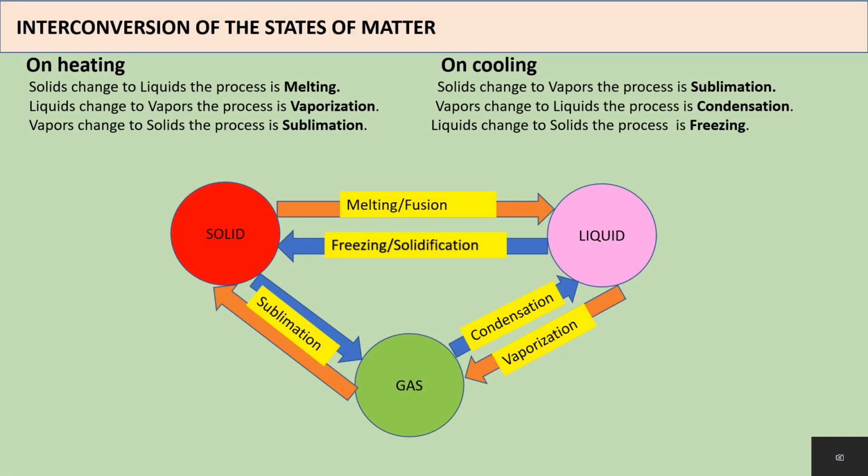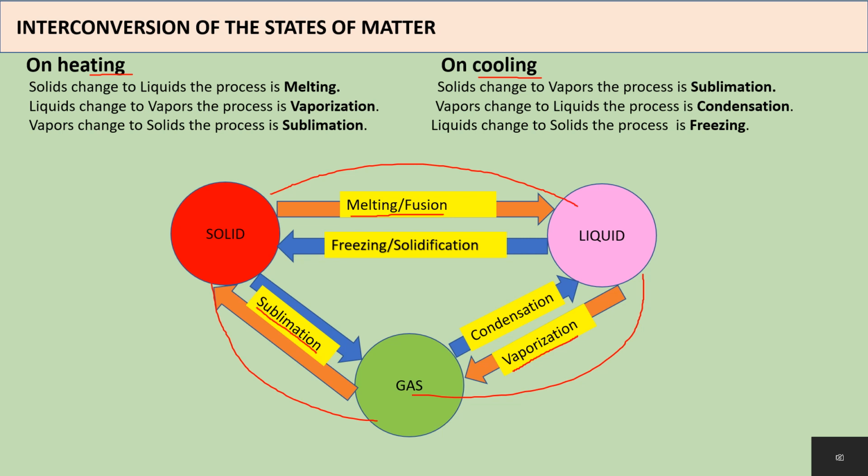Students, the three states of matter which we have studied till now, solid, liquid and gas, are interconvertible. Interconvertible means they can be changed from one form to another. This can be done by heating or cooling the states. Let us learn the name of the processes which are used in this interconversion. If solid is heated and a liquid is formed, the process is known as melting or fusion. If liquid is heated and a gas is formed, the process is known as vaporization. And if gas is heated and a solid is formed, the process is known as sublimation.